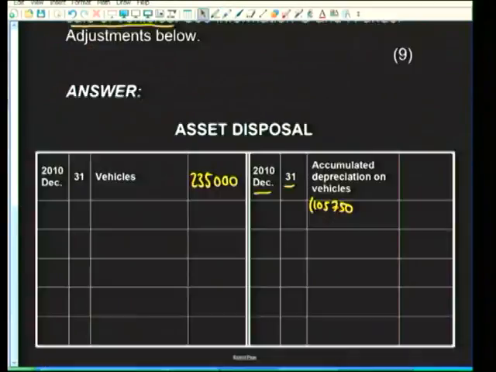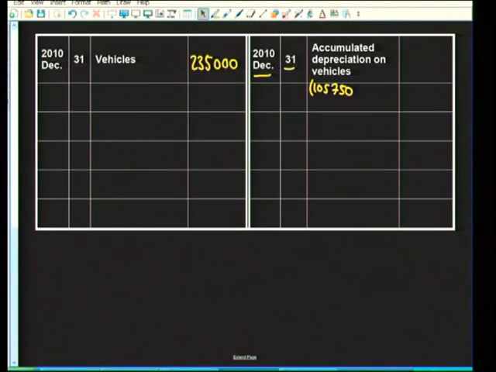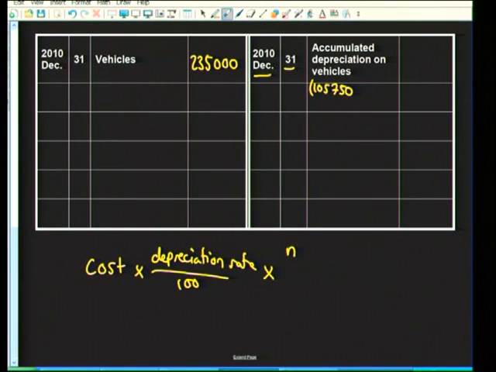So what we just need to do is calculate the depreciation from the beginning of the financial year, in other words, the 1st of July, up to the 31st of December. Let's do that quickly. I'll give some space for the calculation down here. Remember, your formula for calculating depreciation is going to be the cost price multiplied by the depreciation rate over 100, multiplied by the number of months you've kept the asset divided by 12, because you're only keeping the asset for a fraction of the year.